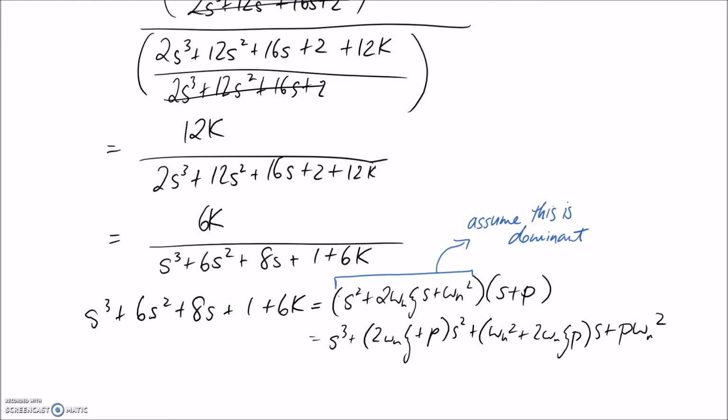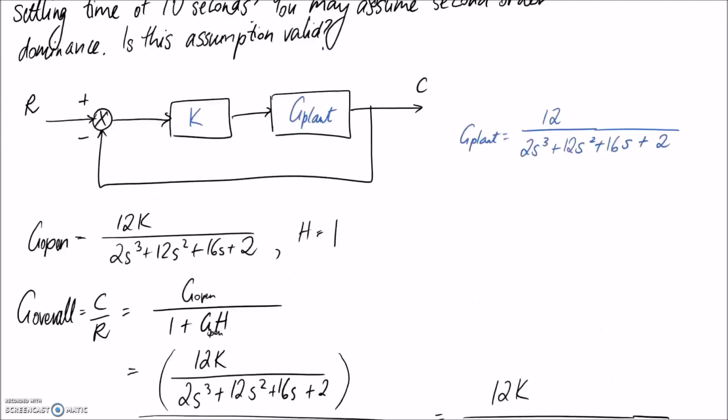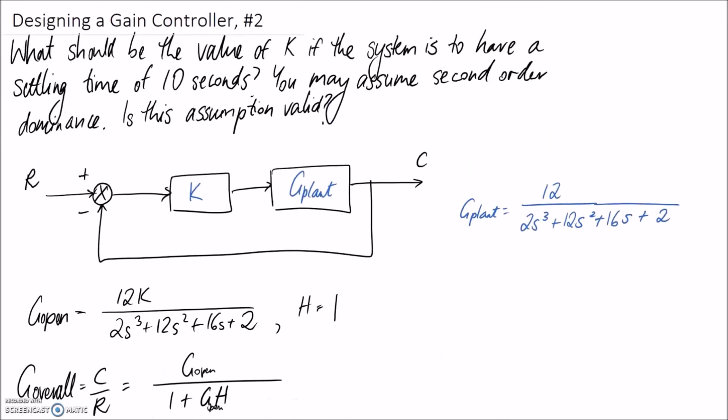Now, in order to be able to do this, we do need one extra piece of information, because if you count up the number of variables and the number of equations we have, there's actually too many. So we get this extra piece of information from the criteria that we need to meet, and the criteria is a settling time of 10 seconds is what we're aiming for. So we can turn this into something to fit our equation.